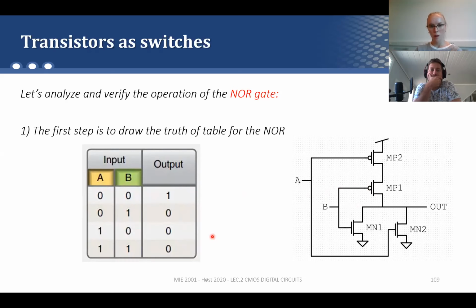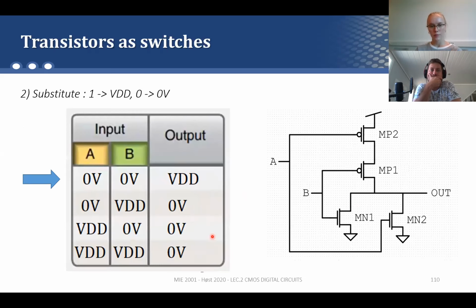But let's try to understand why it's like that from an electrical point of view. So let's start from the first combination. I can use the pen here, so we can do it together. Let's assume that input A is 0 volt and input B is 0 volt, which means 0, 0, as you know. And the output is 1 in this case, which means VDD. This one you already know.